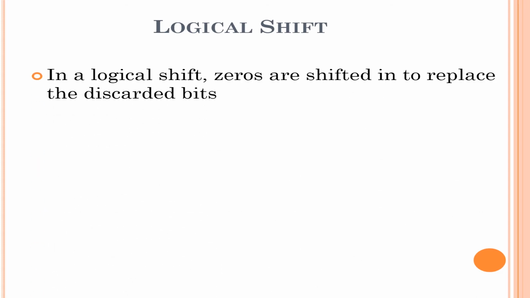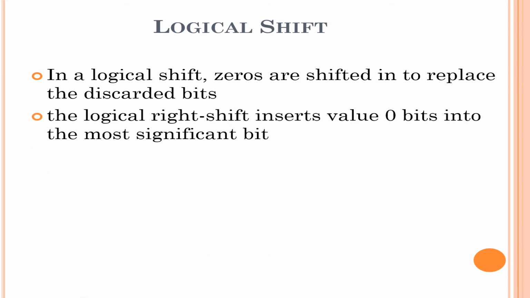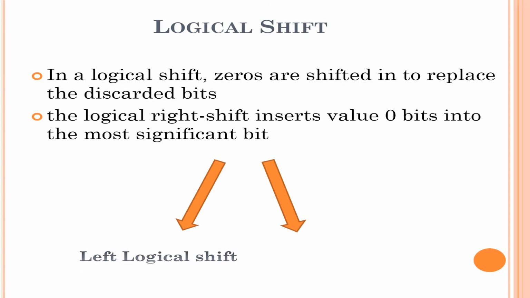Next, we have the logical shift category. In a logical shift, zeros are shifted in to replace the discarded bits. Therefore, the logical and arithmetic left shifts are exactly the same. It has two types, left logical shift and right logical shift.